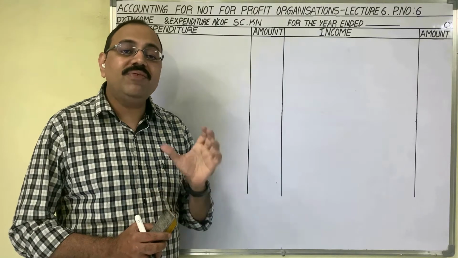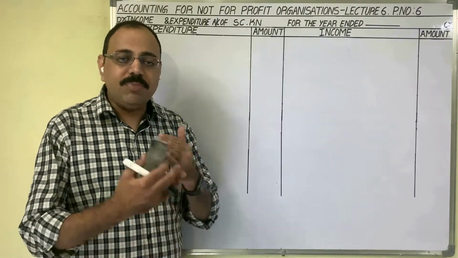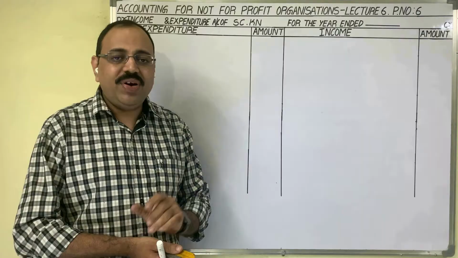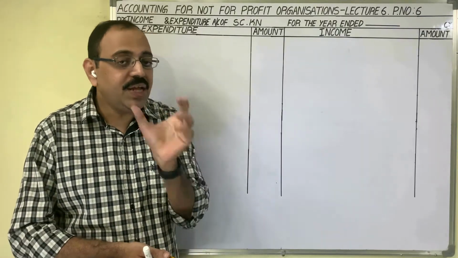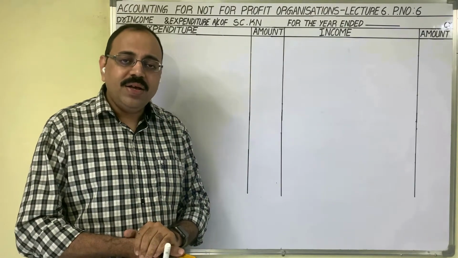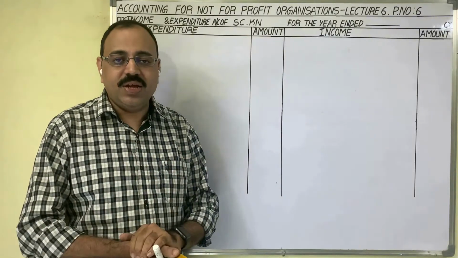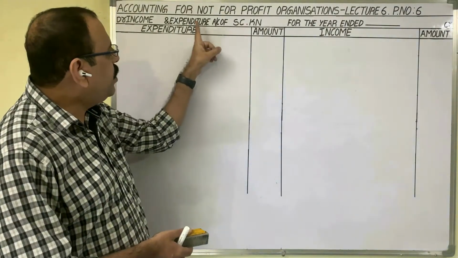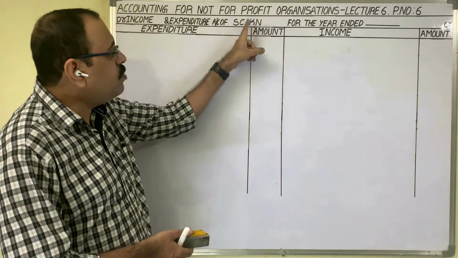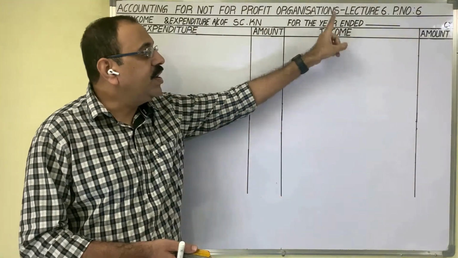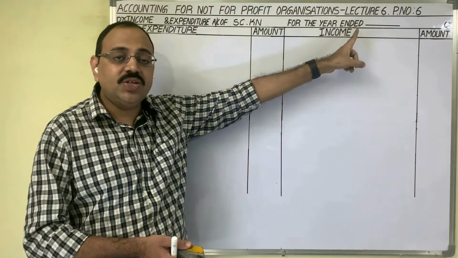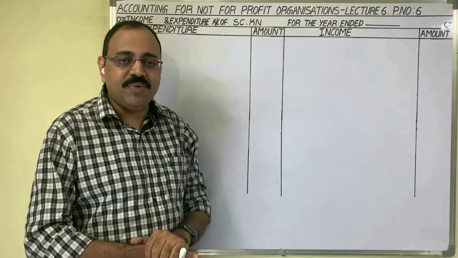In the question, he has given a receipts and payments account and some additional information. For the receipts and payments account, the date is not given, but we prepare it at the end of every year. The heading is income and expenditure account of Sports Club Karimnagar for the year ended dash. As the date is not given, we cannot write the date there.